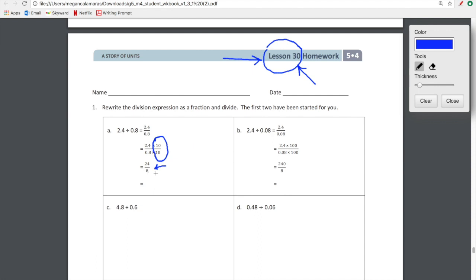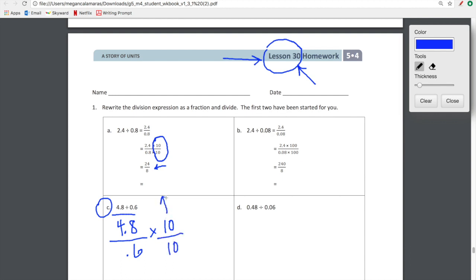So we are going to see a few of these, and you can use any method, but this method that we learned in lesson 30 is really helpful. So let's just take a quick look at this. Let's look at 4.8 divided by 0.6, or 4 8/10 divided by 6/10. You guys know that any division expression can be rewritten as a fraction. So let's start with that. We have 4.8 over 0.6. These are both decimals. We're going to multiply those decimals by 10 over 10.